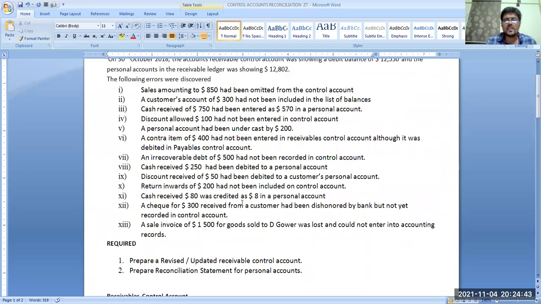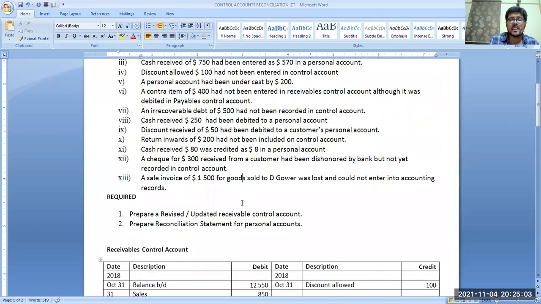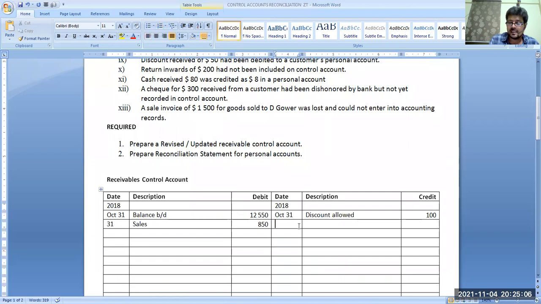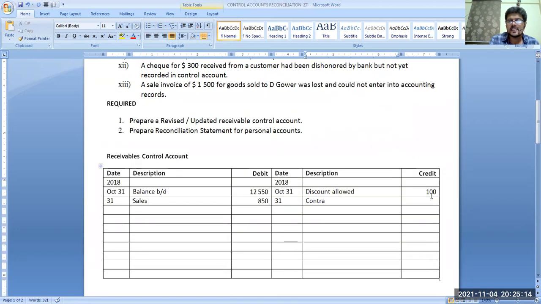A contra item of 400 had not been entered in the receivable control account. We forgot to enter the contra in the receivable account, although it was debited in the payable control account. In our previous class, I told you contra is the only item which is part of both the control accounts, payable and receivable. So it was debited in the payable control account. We forgot to credit it in the receivable control account. So we'll write over here 31 contra. How much? That was 400.